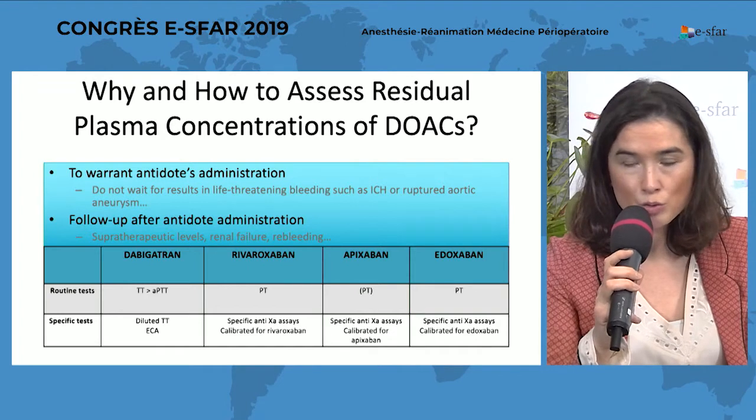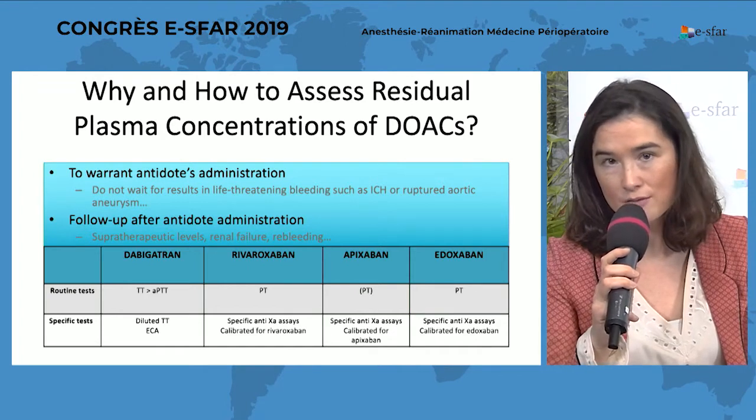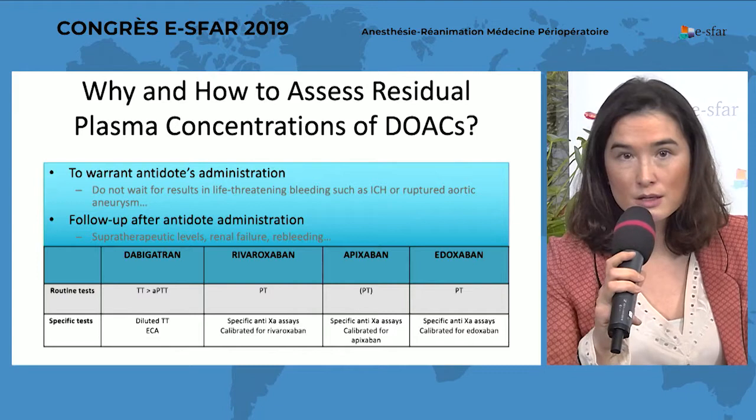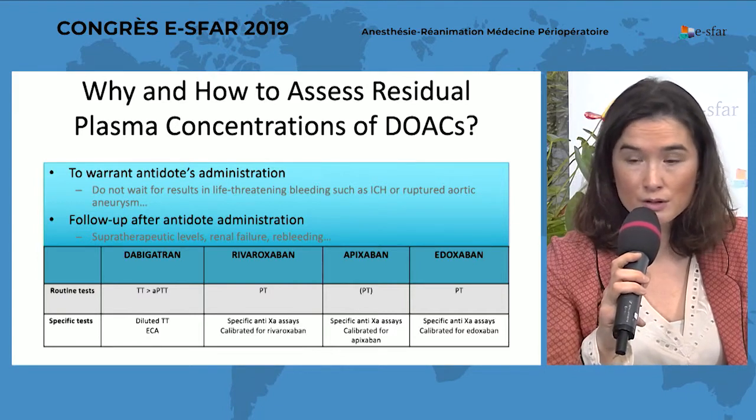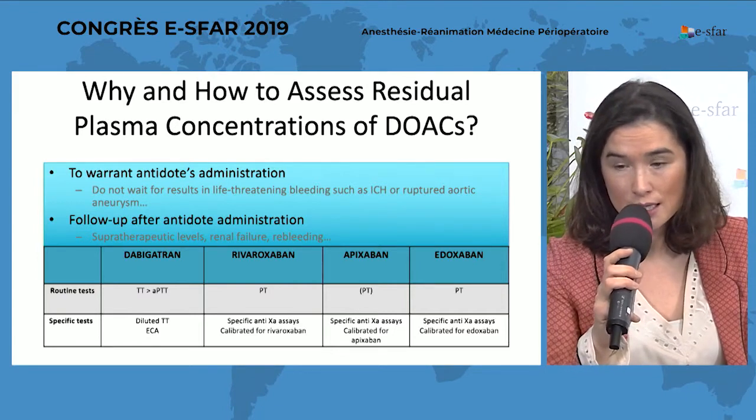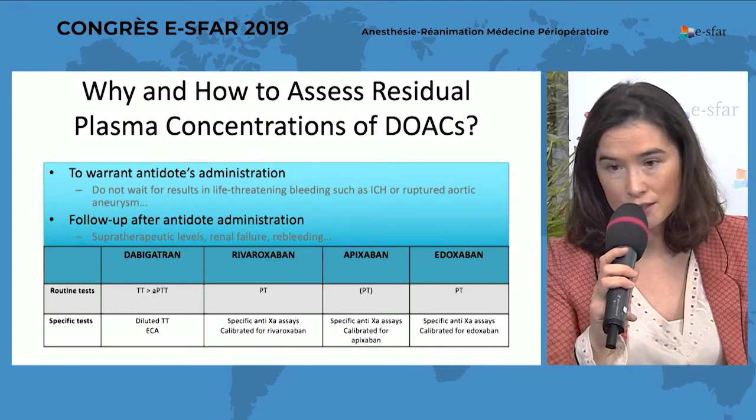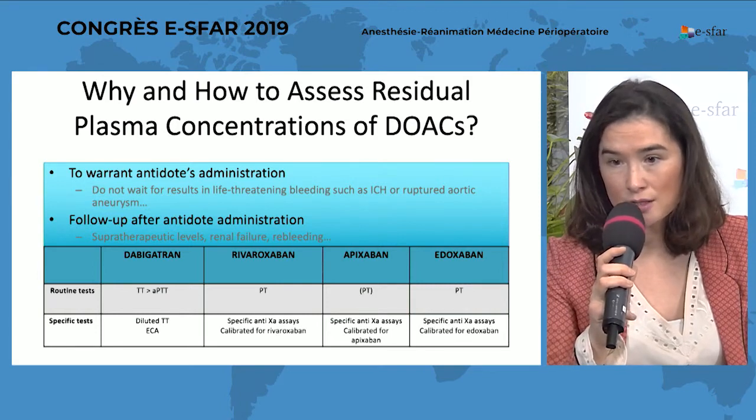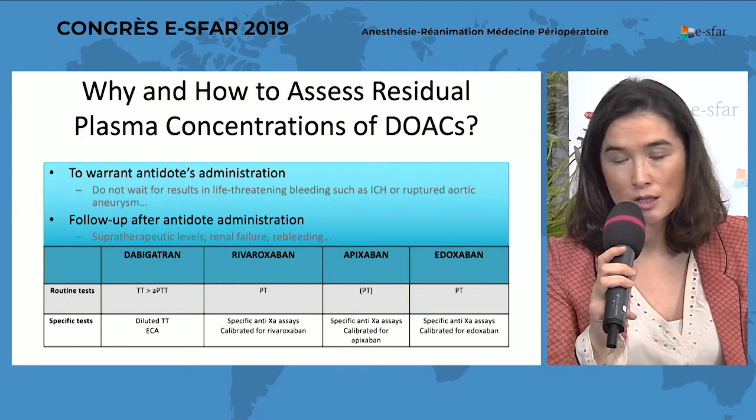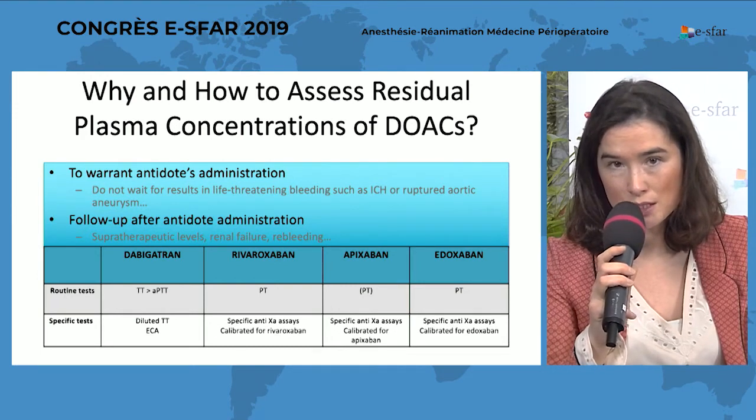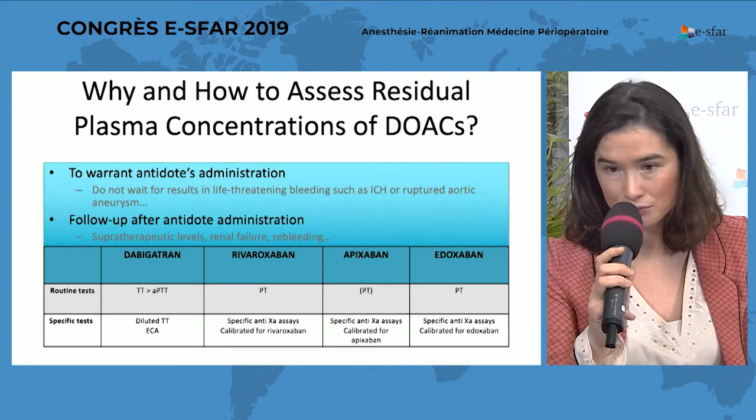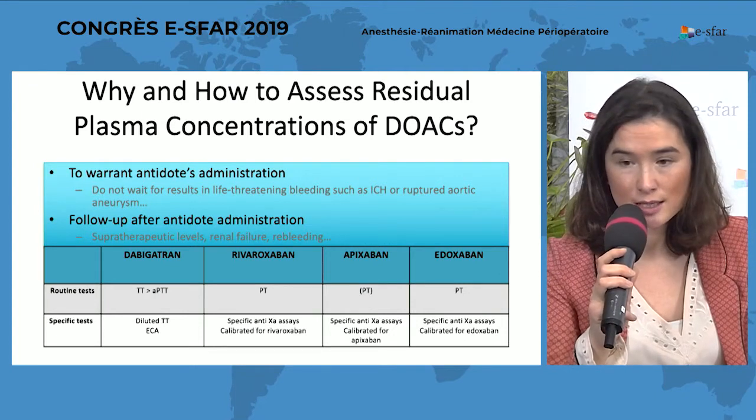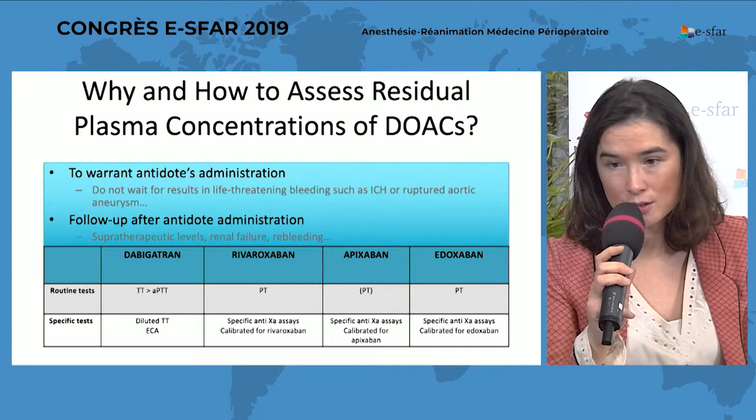Some patients will be at supratherapeutic levels, and that can justify a second dose of antidote. Some patients will also have renal failure, important renal failure, and you can see a rebound effect after antidote administration at 12 to 24 hours after idarucizumab, for example. And of course, if the patient is rebleeding after antidote administration, you will have to consider if there's still a residual impact of DOAC. What do you have for laboratory tests to assess these DOACs?